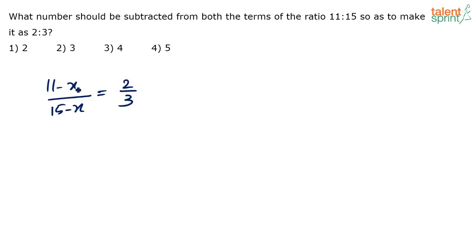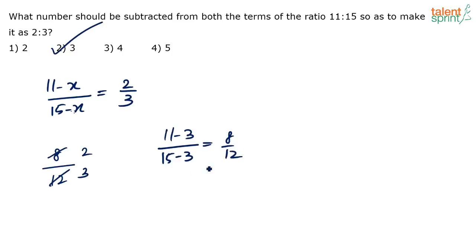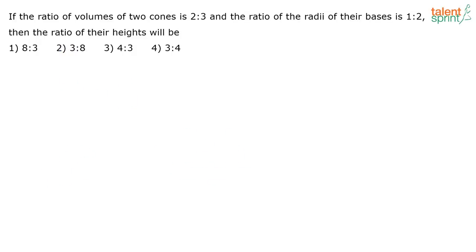So here if I put in 2, numerator will become 9 and denominator will become 13. So the ratio will be 9/13, which is not 2/3. Now try to put in the value 3. If you put in 3, the numerator will become 8 and the denominator will become 12. So 8/12 is equal to 2/3. So the answer that we are looking for is option 2, that is 3. You can just cross check with the options. I hope it is clear. 11 minus 3 by 15 minus 3, that is equal to 8/12. Next one. So how do we solve this?